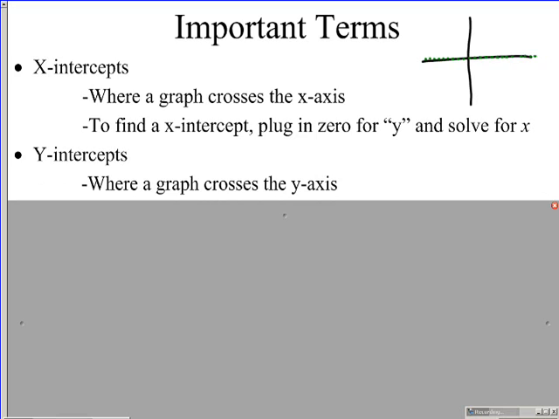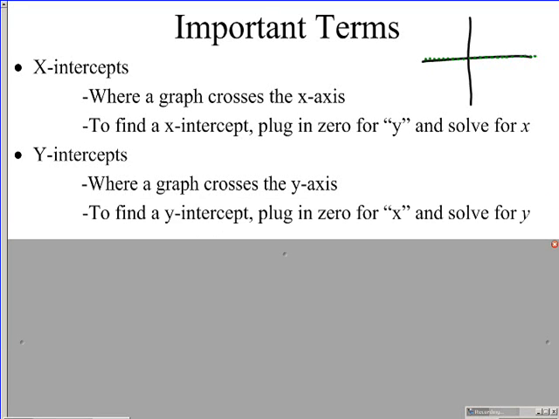Likewise, a y-intercept is where the graph crosses the y-axis. And to find a y-intercept, we plug in 0 for x and solve for y. The reason we do that is if we look at all of these different possible y-intercepts along the y-axis, all of those points on the y-axis have in common 0 for their x-coordinate.